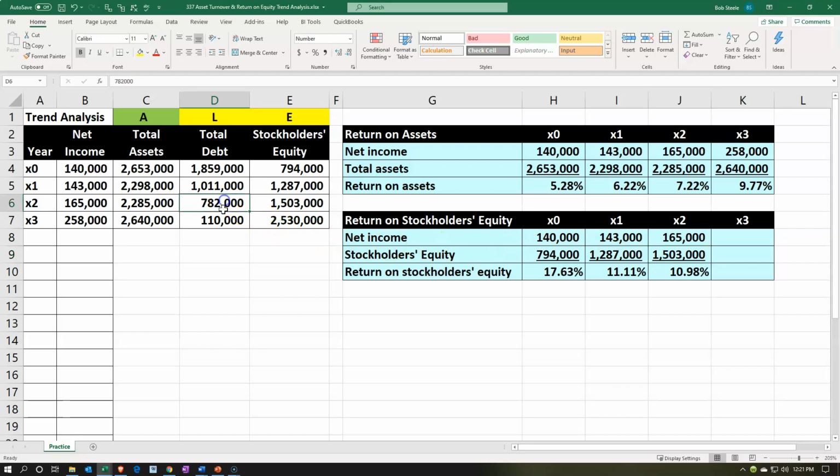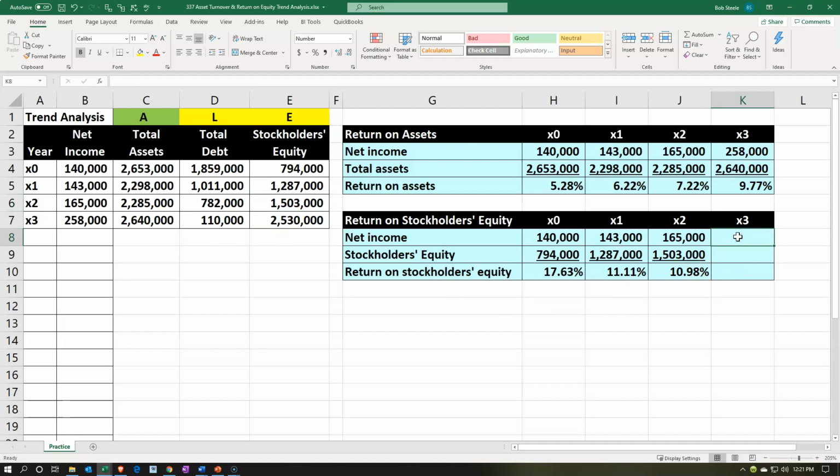So if we look over here, the breakout between debt and stockholders' equity, you can see the debt is going down again, and the stockholders' equity is going up. So if you look at the total assets, relatively, they went down a little bit. The debt went down and the stockholders' equity went up. So maybe financing paid off some of the debt.